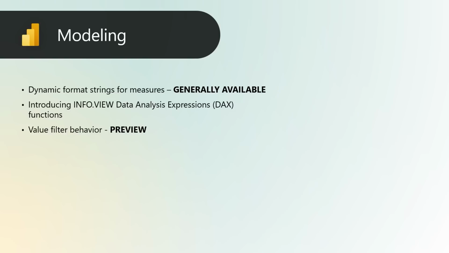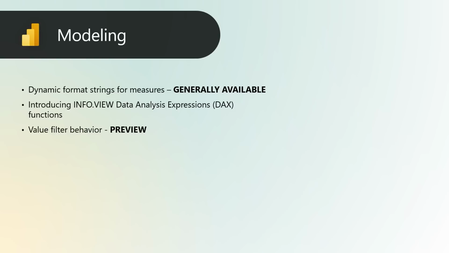DAX Query View introduced new DAX functions to get metadata about your semantic model with the info DAX functions. And now, 4 of these functions are also available in info.view DAX functions, which convert IDs to friendly names, and can be used in calculated tables of the semantic model in addition to being able to run them in DAX Query View.